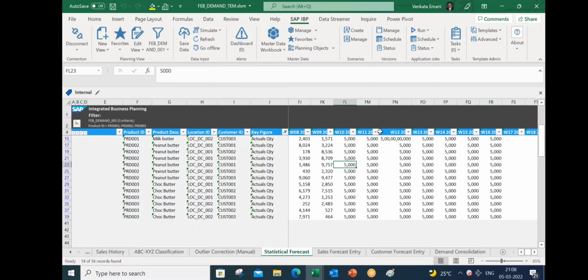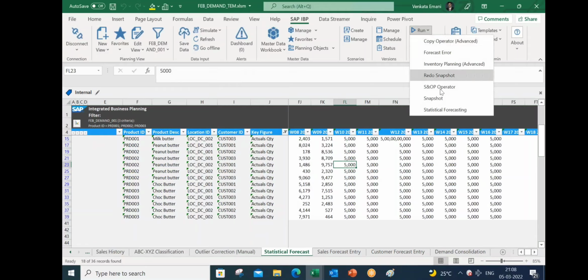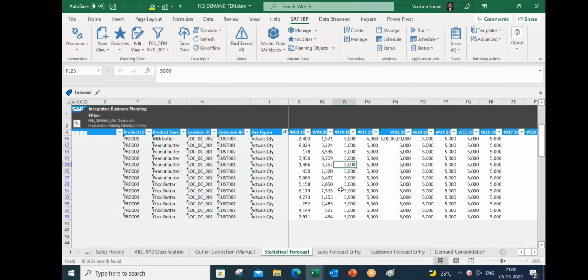The demand planner is only running the job from here. He can go and create the statistical profile. In our company, they are creating the profile, maintaining master data, and creating planning objects themselves.